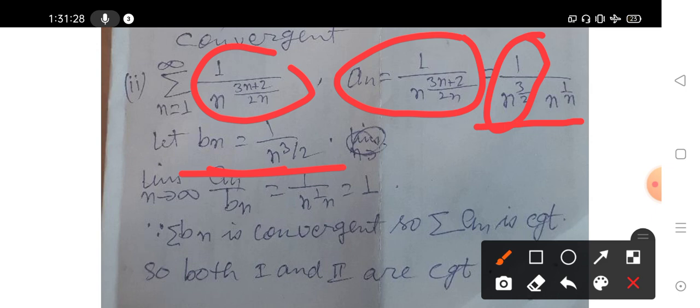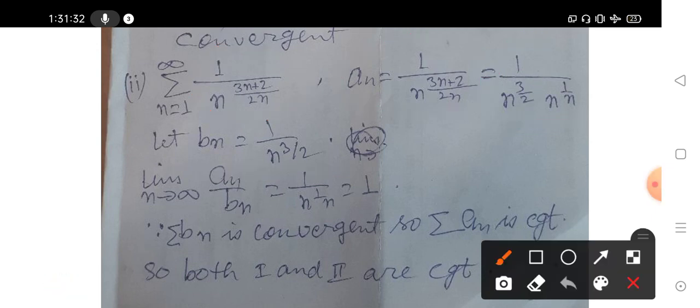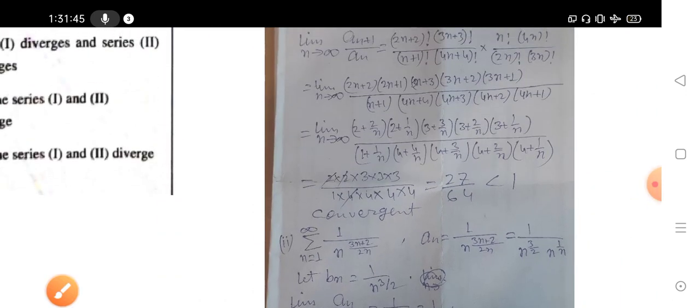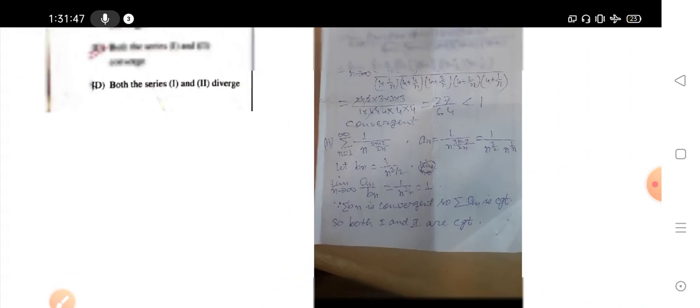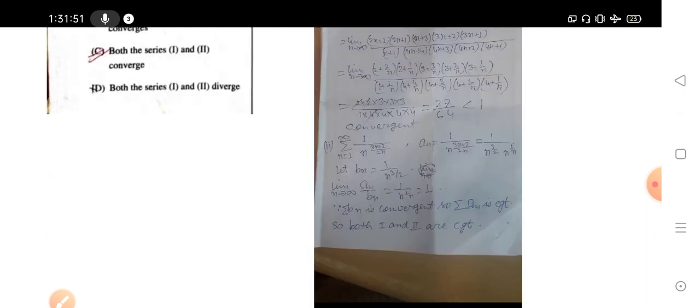a_n upon b_n, which equals 1 upon n raised to 1 upon n, equal to 1. By the limit comparison test, the sum of b_n is convergent, so the sum of a_n is also convergent. Therefore examples 1 and 2 are both convergent, so option C is correct.